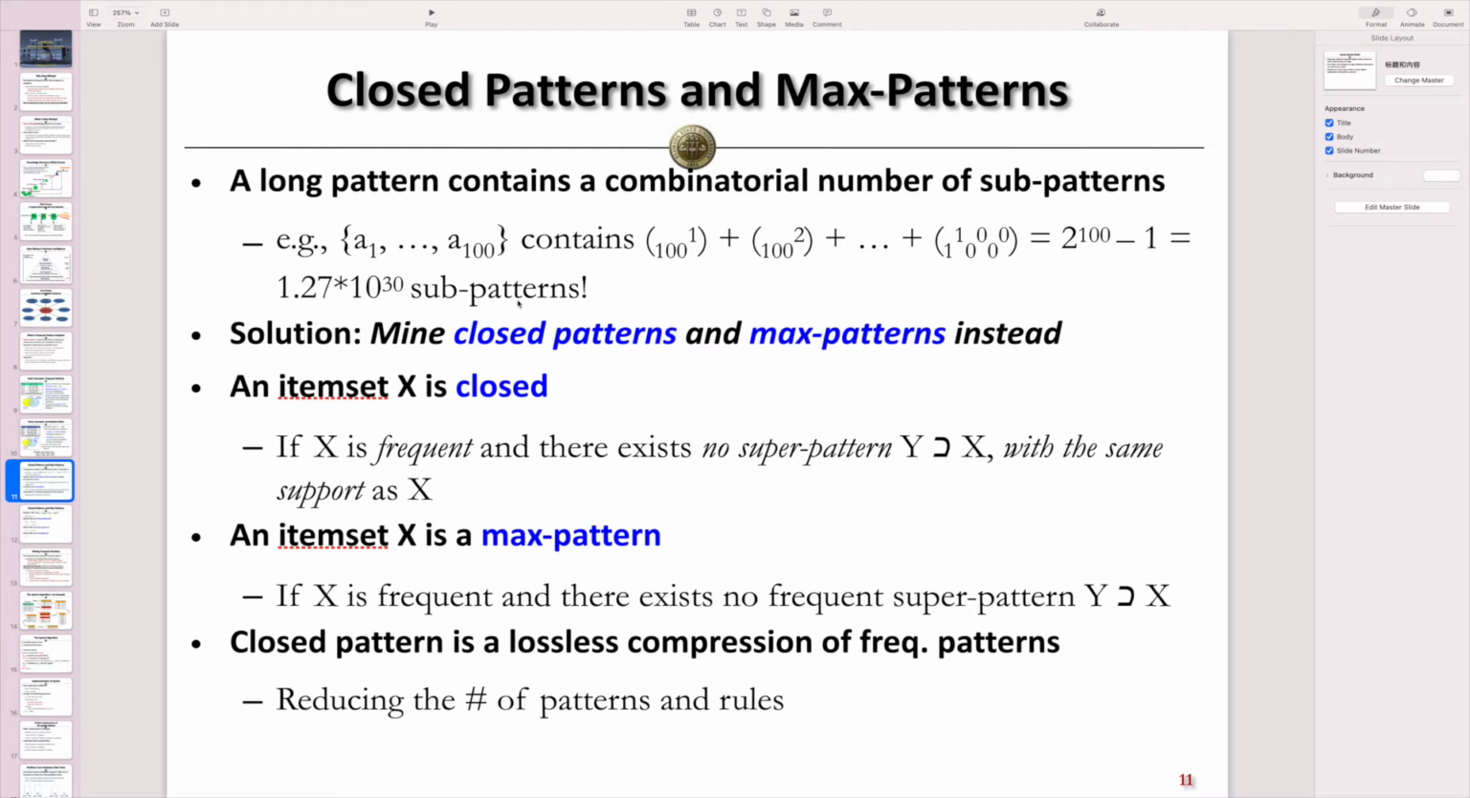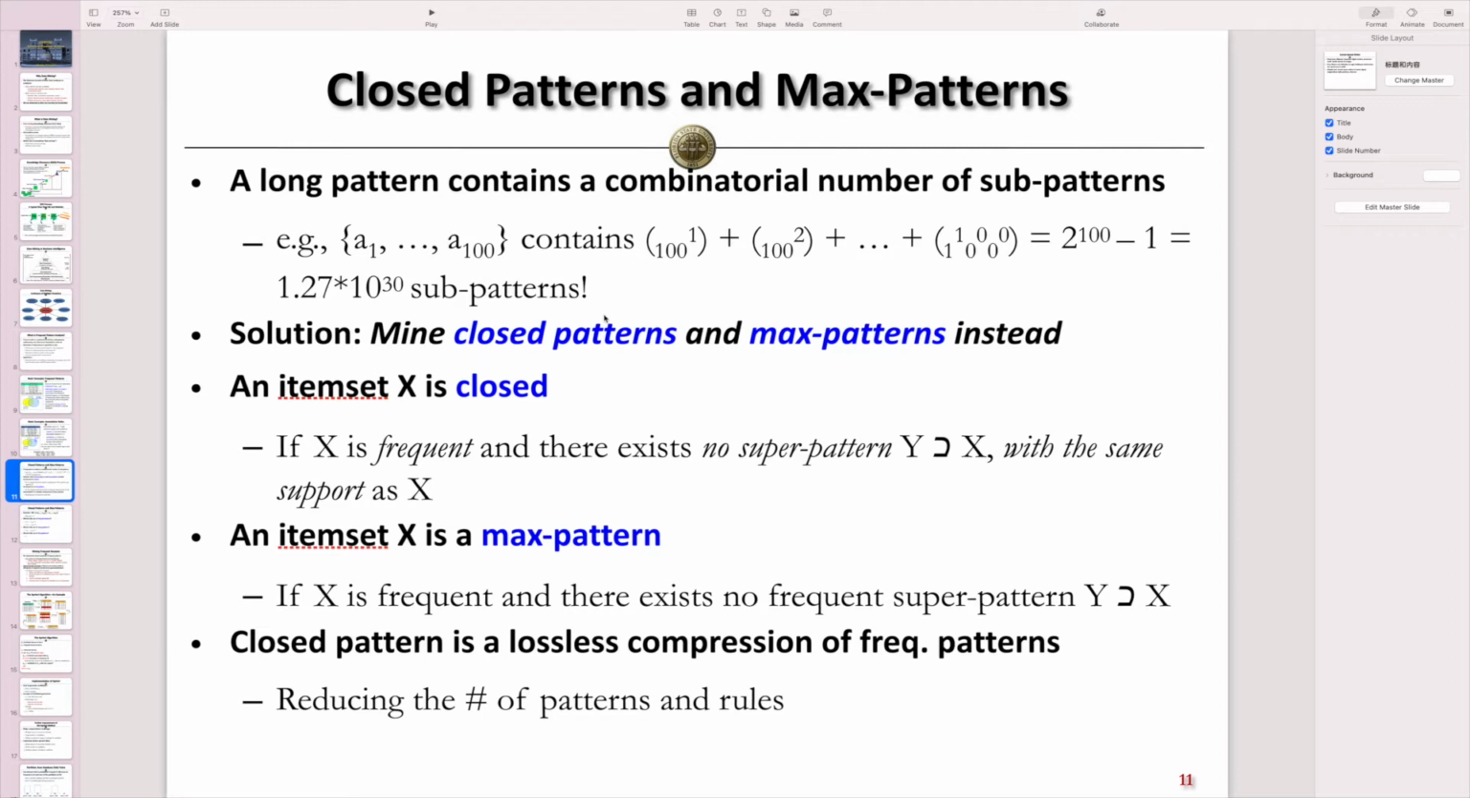So we see the number of patterns can be so large. We have so many different patterns we can define. However, only a number of them will be useful and meaningful. Therefore, we want to find specific patterns which are actually useful and meaningful. So the solution we propose is to mine closed patterns and max patterns instead.